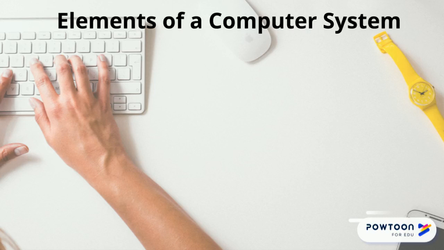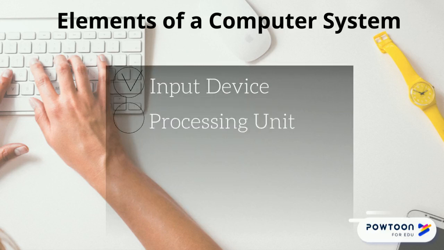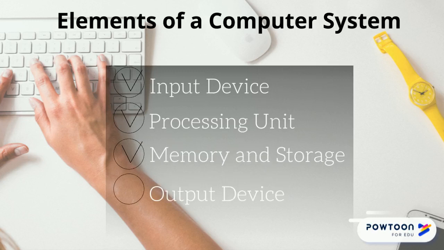Nearly every business uses some type of computer. A company needs quick, efficient processing to control its operating cost, management resources, and stay competitive. There are four elements of a computer system. These four elements are input device, processing unit, memory and storage, and output device.